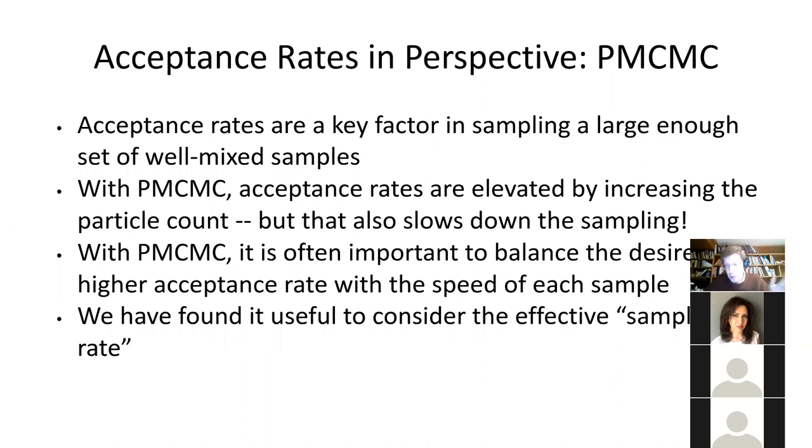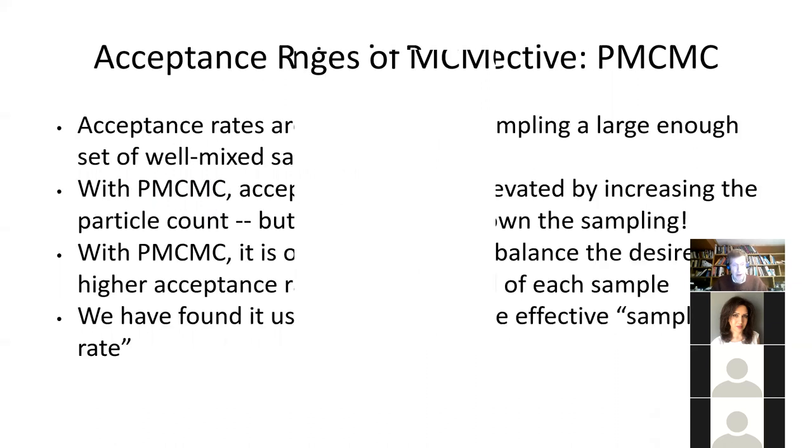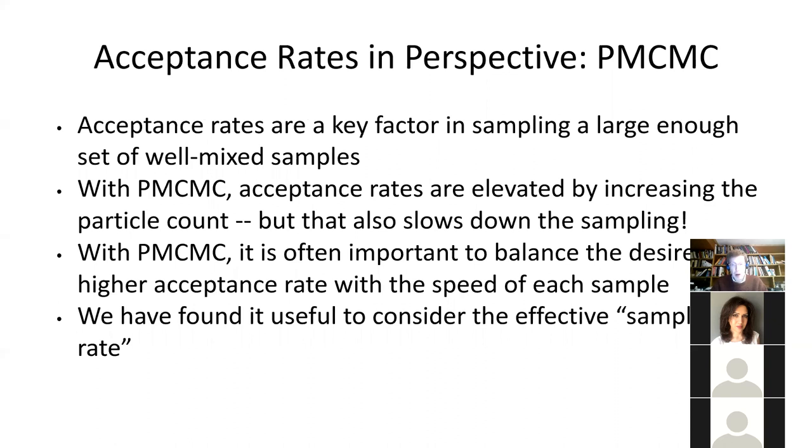You've got to sample a large enough set of parameter values that you get a set of well-mixed samples, and you need to have good acceptance rate to have it be well-mixed, as we'll see for the convergence issue. And as I said, with PMCMC, you can get better acceptance with higher particle count, but it slows down the sampling.